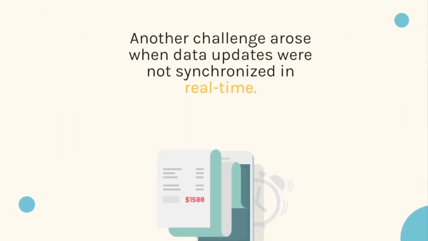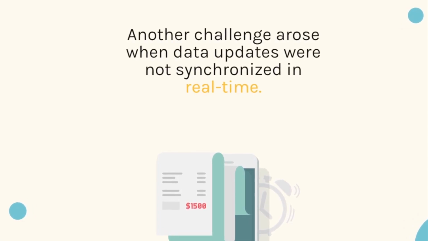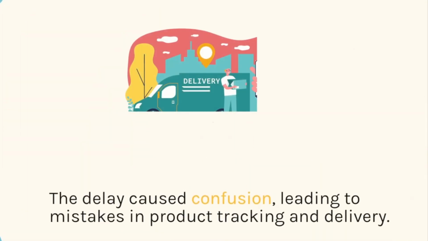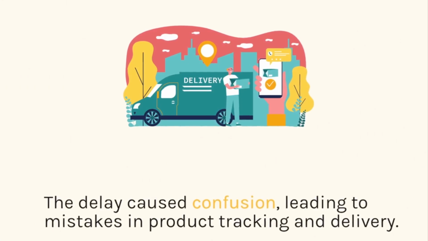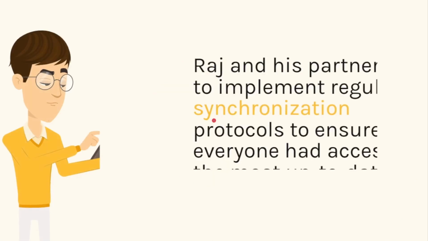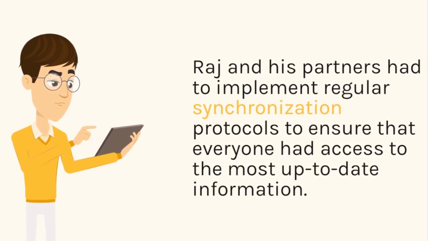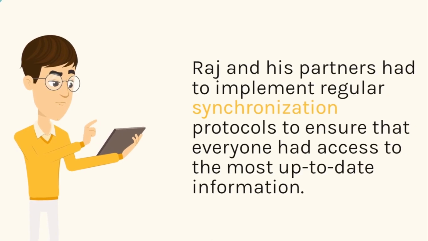Another challenge arose when data updates were not synchronized in real time. The delay caused confusion, leading to mistakes in product tracking and delivery. Raj and his partners had to implement regular synchronization protocols to ensure that everyone had access to the most up-to-date information.